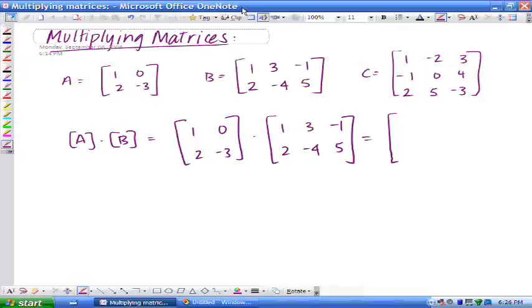So, looking over this matrix real quick, notice I have matrix A, which is a beautiful 2 by 2. I have matrix B, which is a beautiful 2 by 3. And I have matrix C, which is a 3 by 3 matrix. Now, in order to multiply these, I need to know their dimensions. That's why I wrote them down.